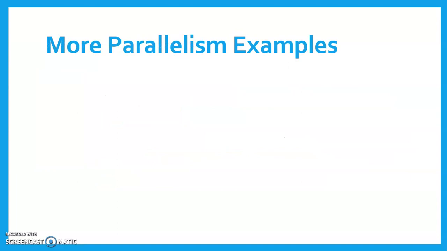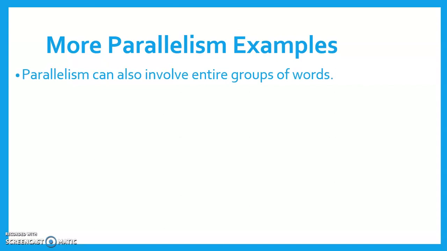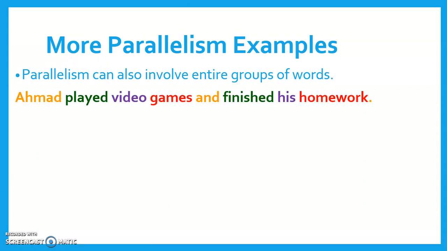However, parallelism is more than just about single words in lists. We can also have entire groups of words, phrases, or even independent clauses that form lists. Here's an example. Ahmad played video games and finished his homework. Here we've got two items in a list joined by the word and. Our items are played video games and finished his homework.